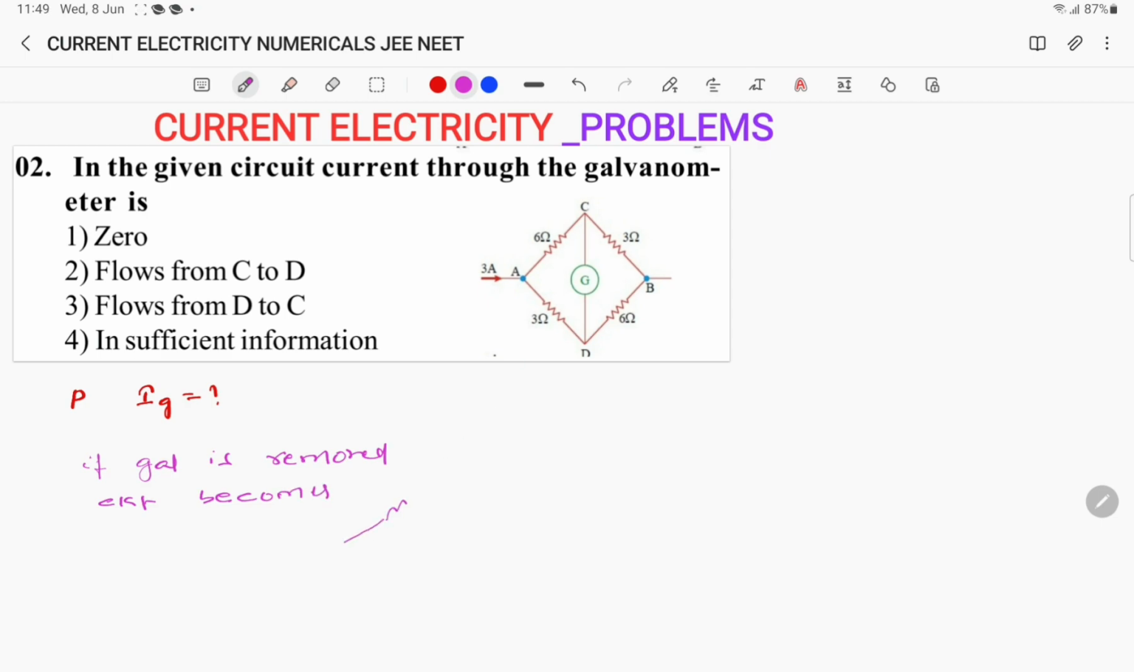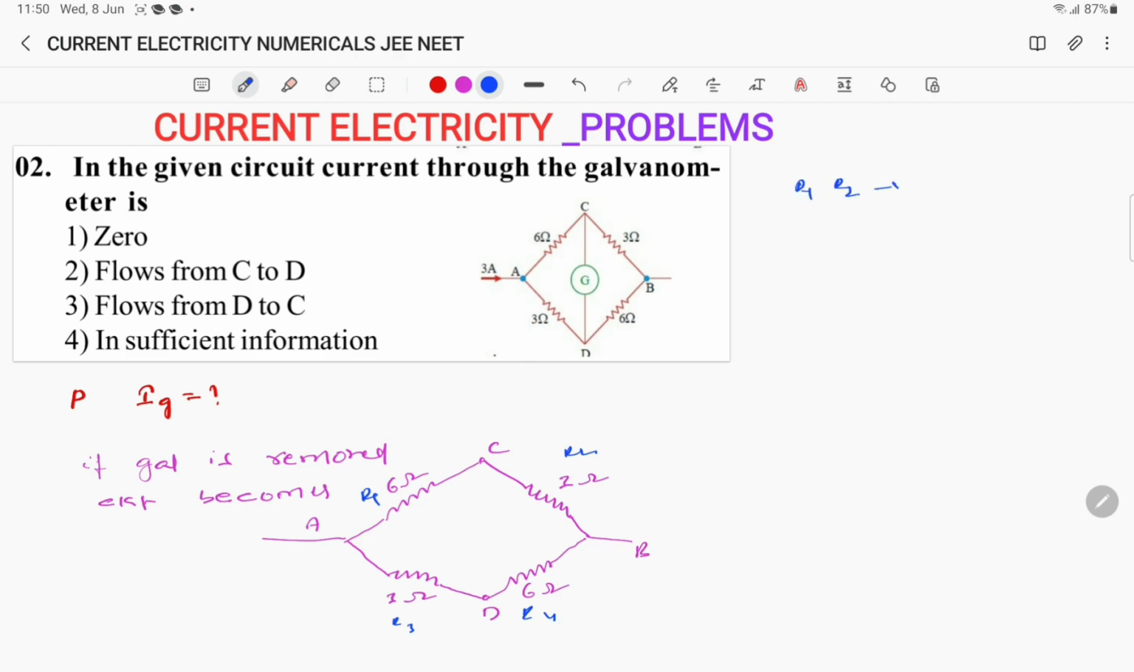After removing the galvanometer, there's a point A, and next we draw the resistors. Let us consider the point C, and there's a point D. A to C is one resistor and A to D is another resistor, and similarly C to B is one resistor and D to B is another resistor. According to the problem they are 3 ohms, 6 ohms, next 3 ohms and 6 ohms. Let's take them as R1, R2, R3 and R4. The four resistors are there.